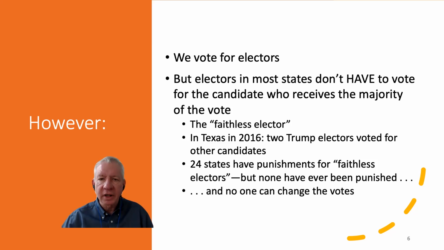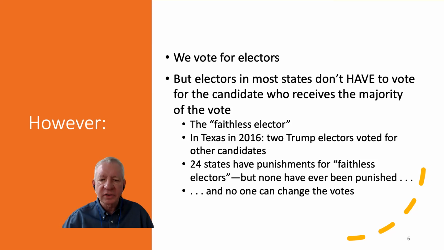that's occurred on a regular basis called a faithless elector, which is an elector who breaks faith with the candidates that they pledged to support and with the voters who elected them. In Texas, for example, back in 2016, two of the Trump electors actually voted for other candidates. So Trump lost two electoral votes as a result of that.